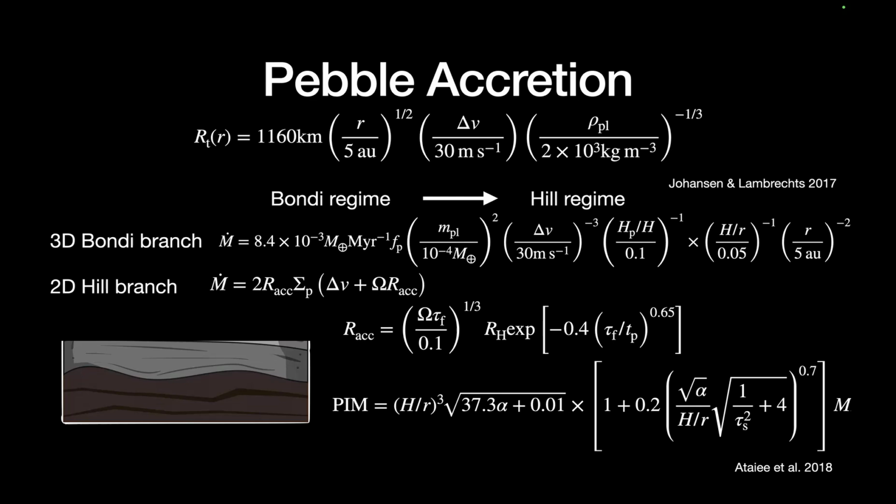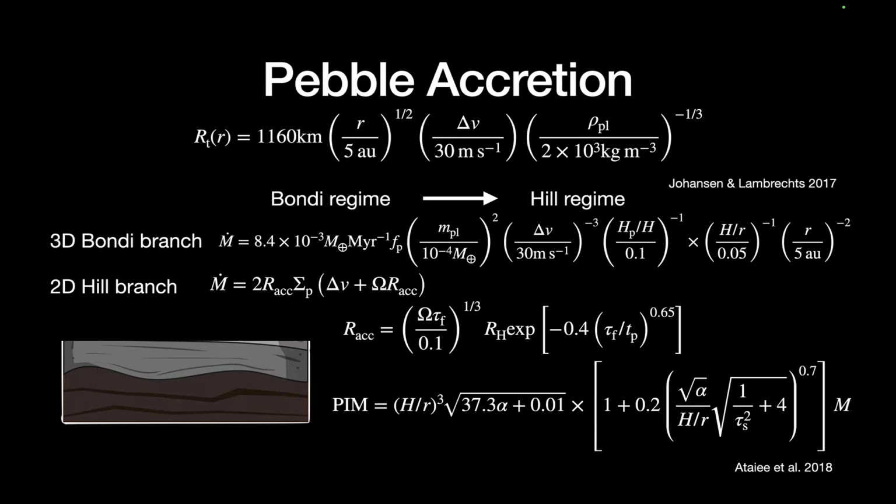Once this transition radius is reached, the pebble accretion transitions from the 3D Bondi branch into the 2D Hill branch. And the body will continue to accrete pebbles in this way until it reaches the pebble isolation mass. The pebble isolation mass is the maximum mass a body can grow to via pebble accretion. Once it reaches this mass, it will induce a pressure bump just exterior to its orbit, which halts the influx of pebbles, thus suppressing pebble accretion for that body and all of the bodies interior to that body as well.